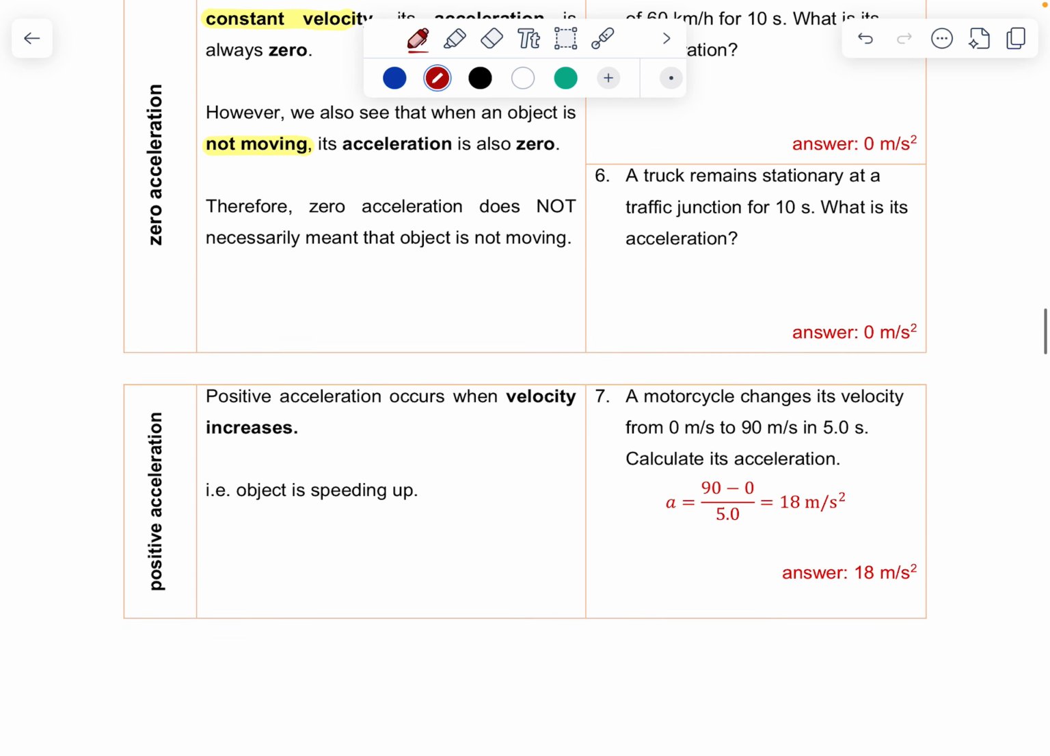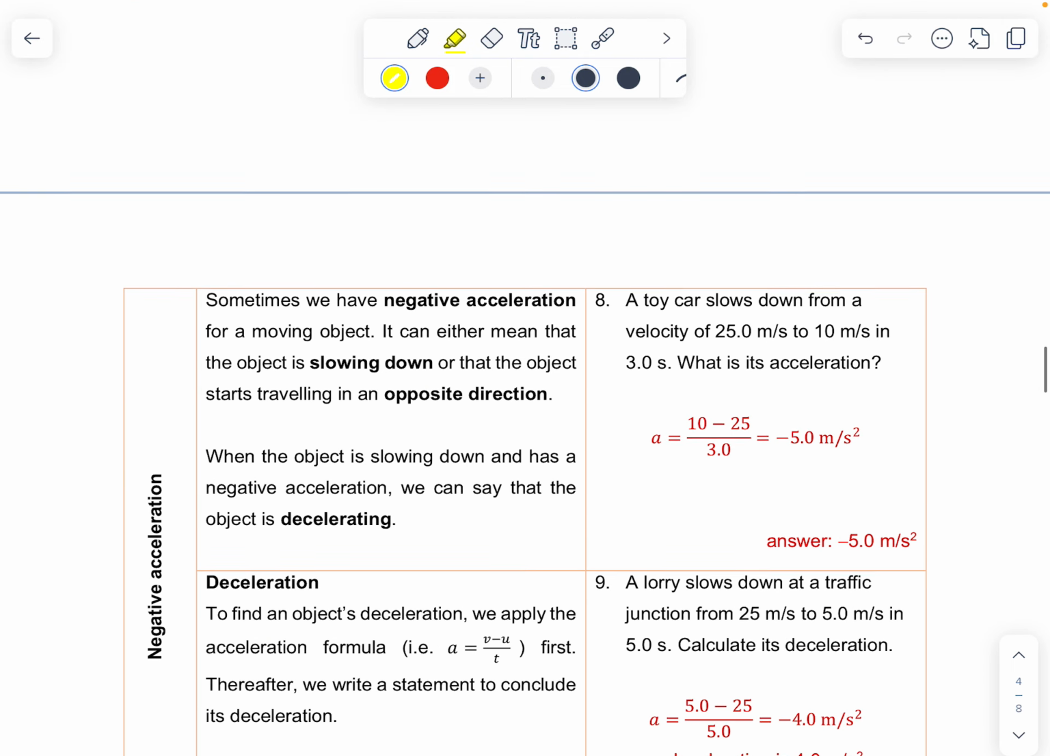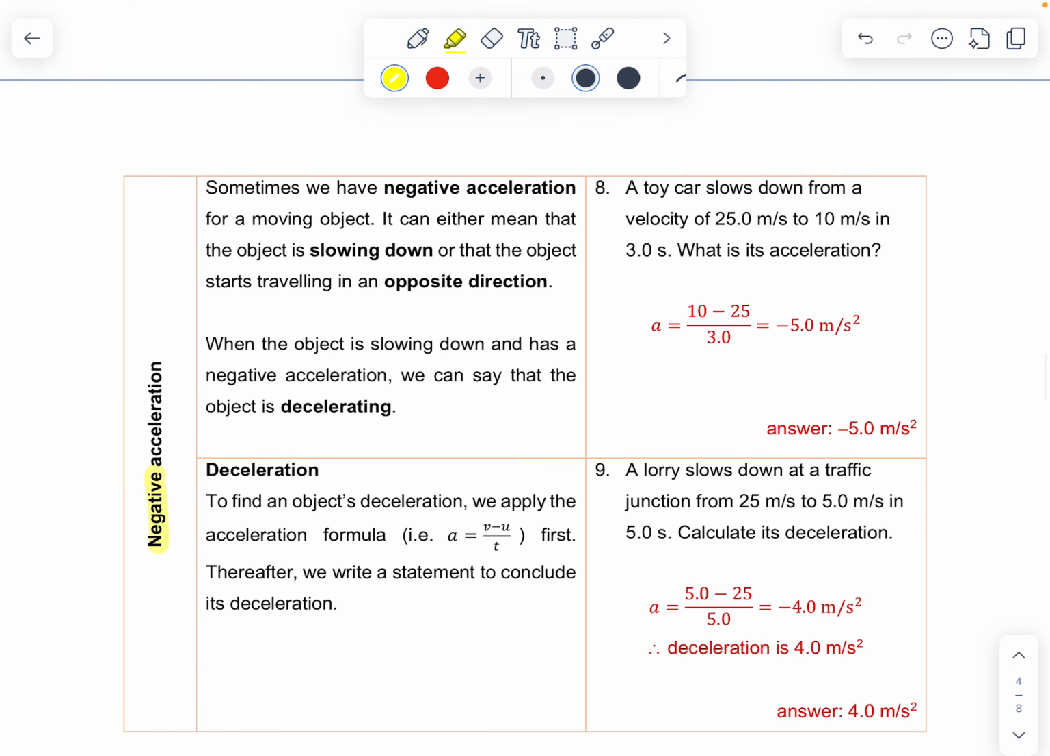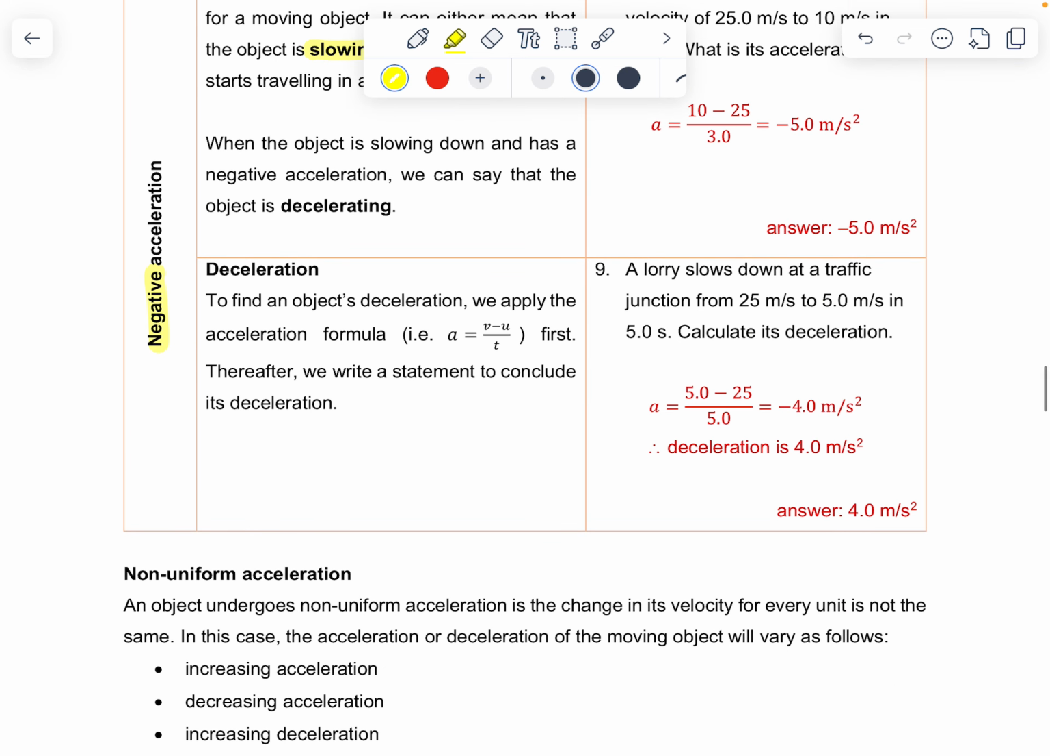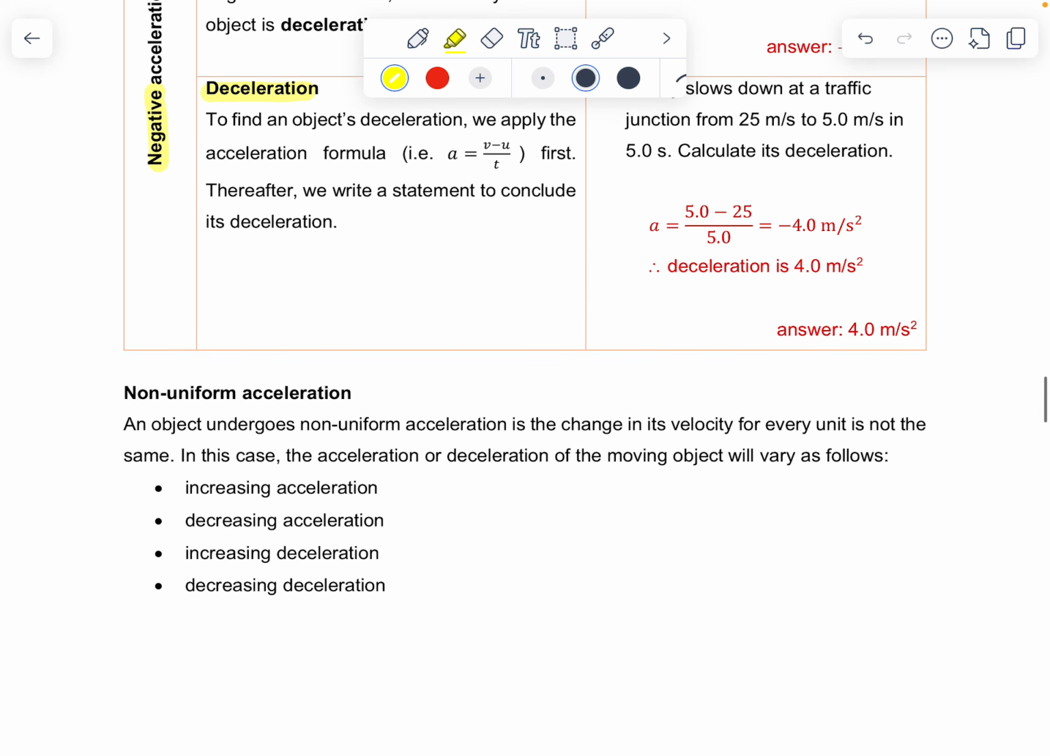Now, for positive acceleration, which means the velocity is increasing, the object is speeding up. For negative acceleration, there are two conditions. Either the object is slowing down, okay, or is traveling in the opposite direction. Another term for negative acceleration is deceleration. There is also non-uniform acceleration, which will be explained later.